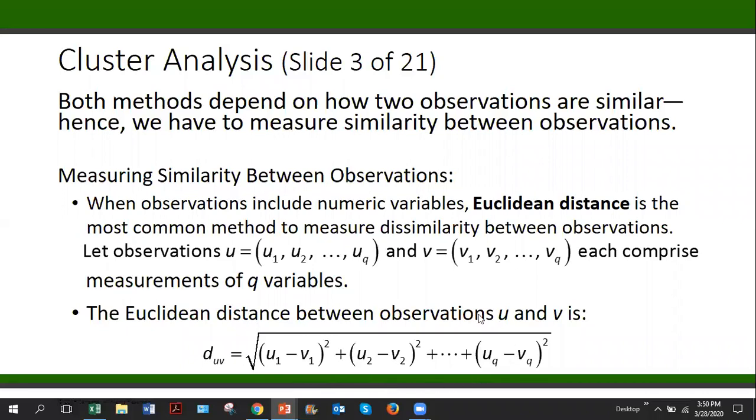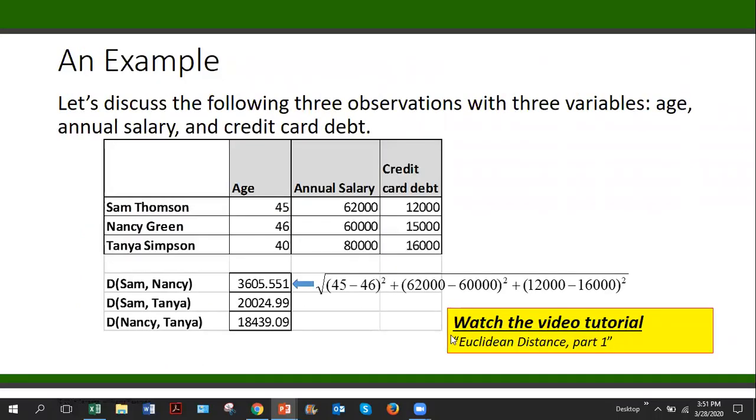This is the formula to calculate Euclidean distance between U and V. So the way we do it, we see U1 minus V1 squared, that's this, plus U2 minus V2 squared, plus, and we do the same for all corresponding variables. Last one will be UQ minus VQ squared. And then we take square root of that sum. That square root will be Euclidean distance between those two observations, which is the same as measure of similarity or dissimilarity between those observations, depending how you will interpret it.